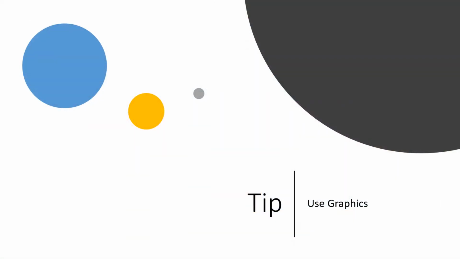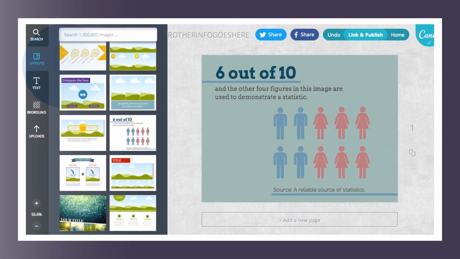Graphics are important and required. You have to use at least one table, chart, or graph. What kind of graphics can you use? One great place is Canva. Canva, PiktoChart, there's a lot of great sites out there where you can make graphics simply and easily. This one is made in Canva.